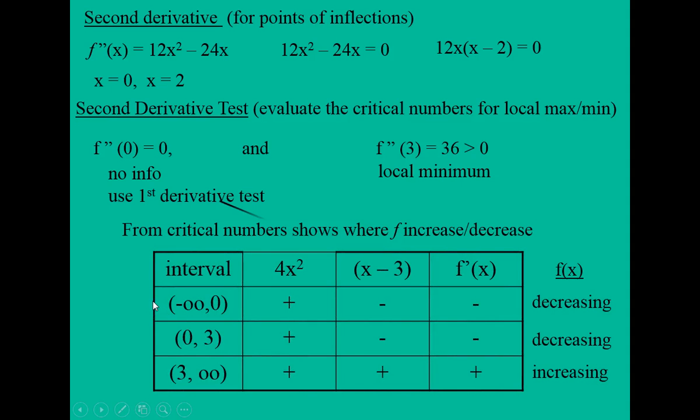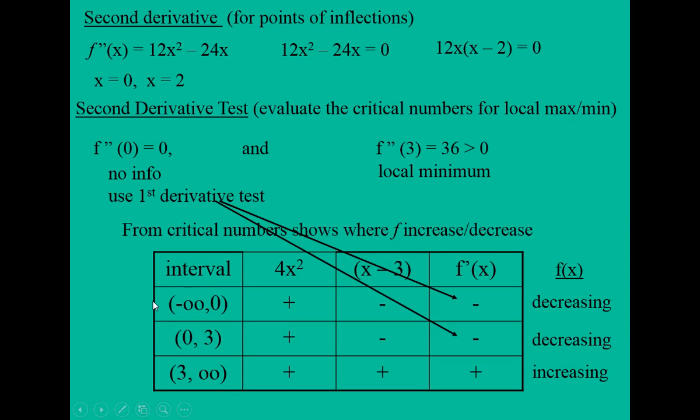Now back to our critical numbers. We can see where this function is increasing and where it's decreasing. And we can now use the first derivative test and look at the interval from negative infinity to 0, and then from 0 to 3. The first derivative is decreasing on both of those intervals. So we will not have a local maximum or a local minimum at 0.